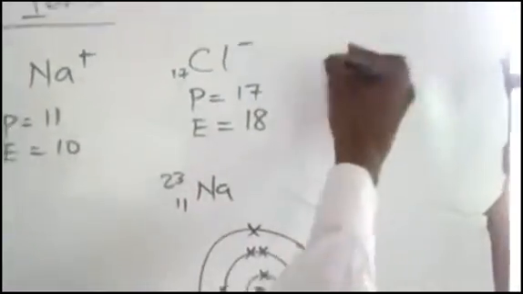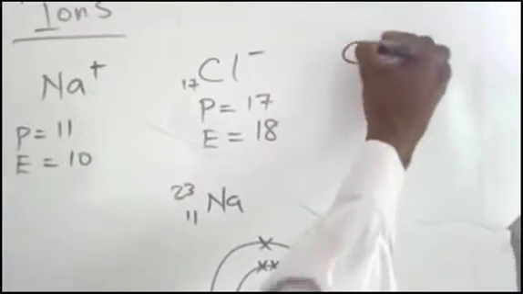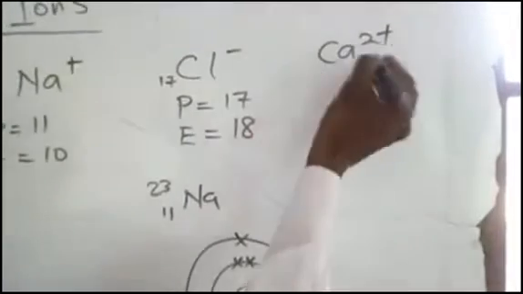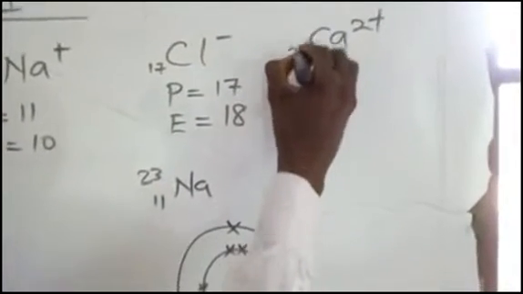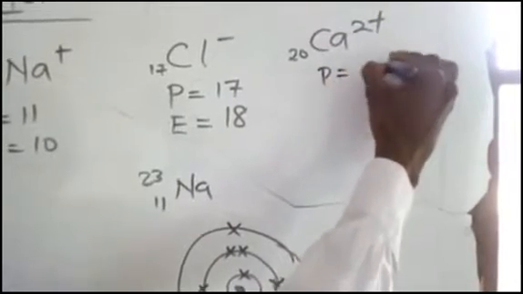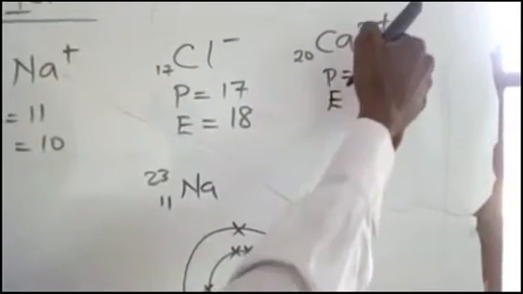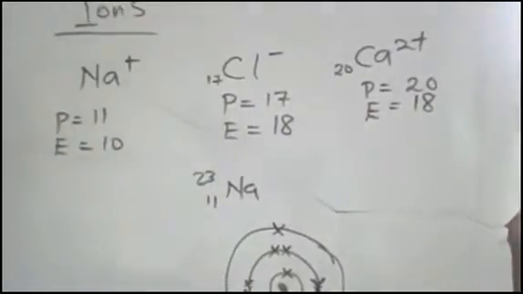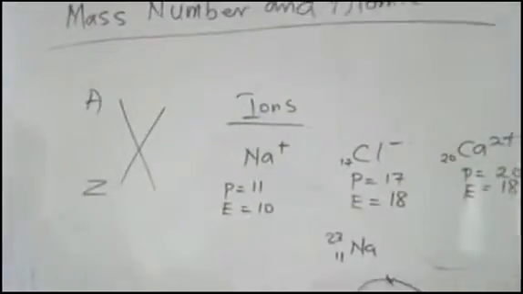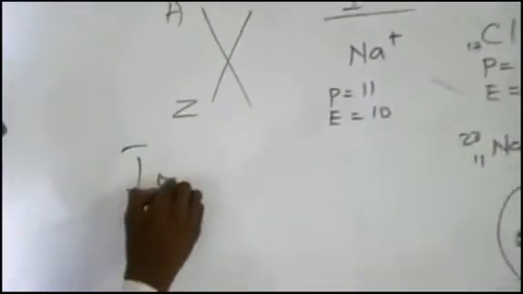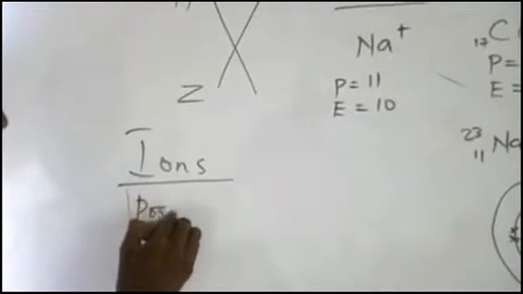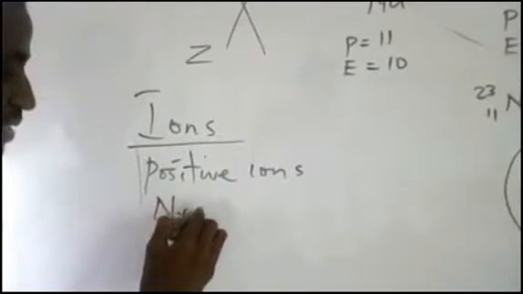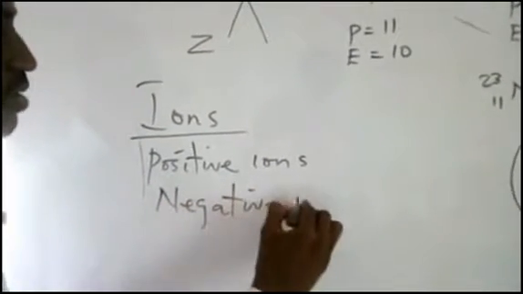Another example is calcium ion, which will give you Ca2+. The atomic number of calcium is 20, which means the number of protons is 20. Now for the number of electrons, you just subtract 2 from that 20, then that will be 18, and so on and so forth. So we said we have two types of ions: positive ions, and negative ions.